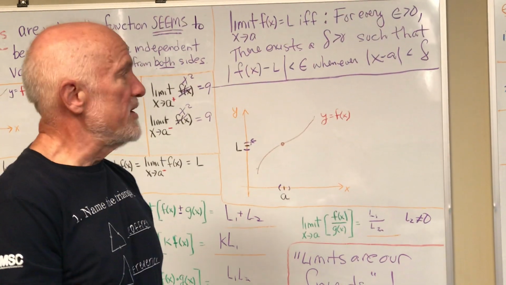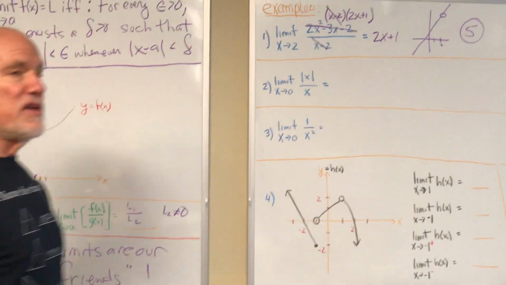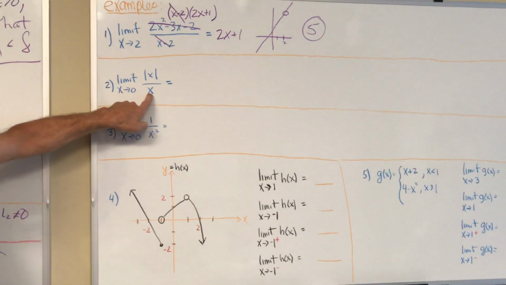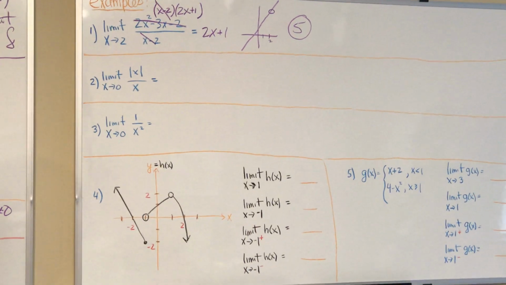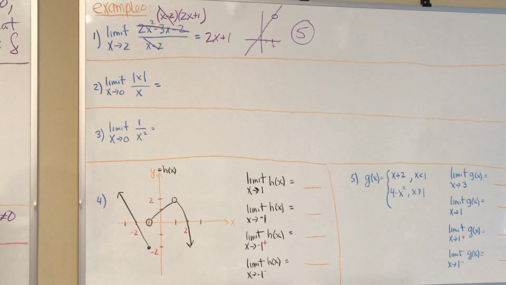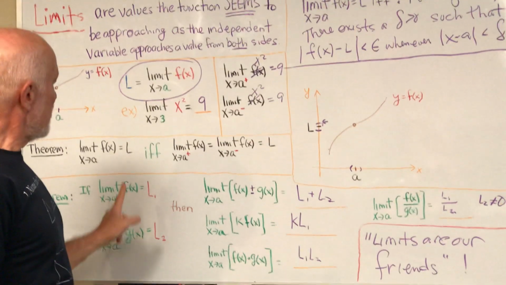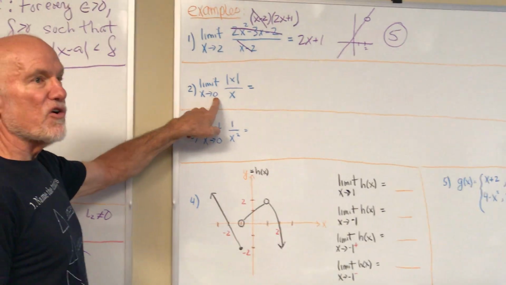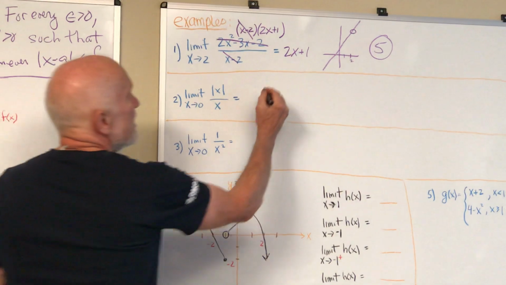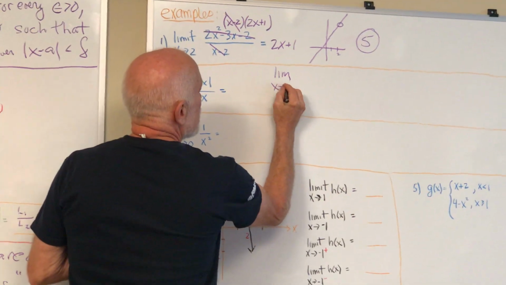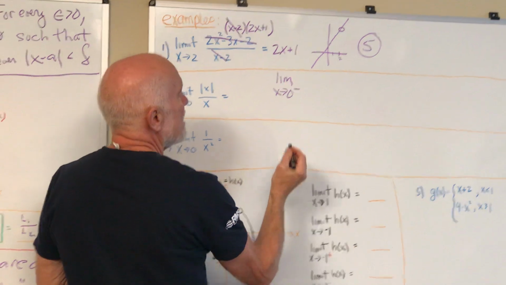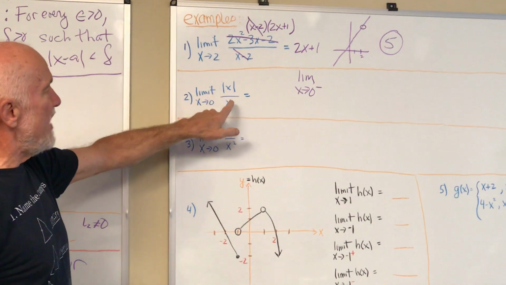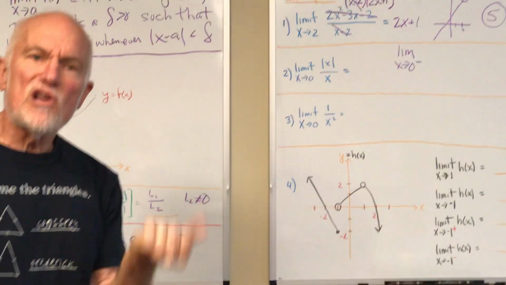Okay, let's try another one with an absolute value in it. Well, again, we can't just plug it in because we can't divide by 0. But think about it. We can go back to this theorem right here. Can we see what happens as x approaches 0 from the left? What's the limit as x approaches 0 from the left? Well, from the left, the absolute value of x over x, what do those values look like?